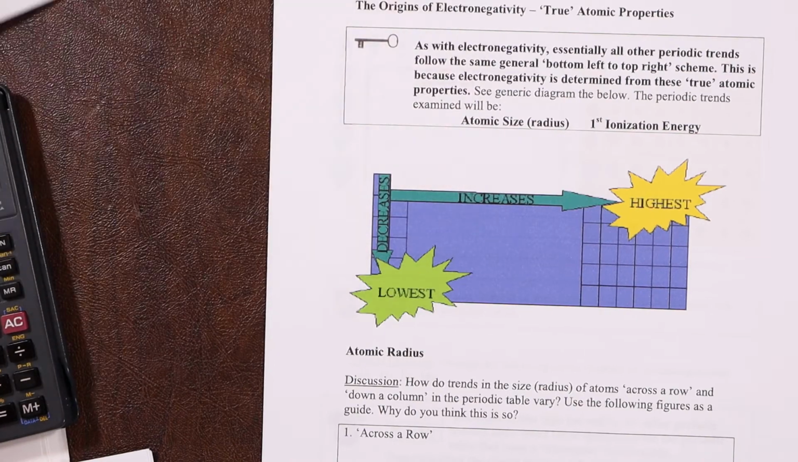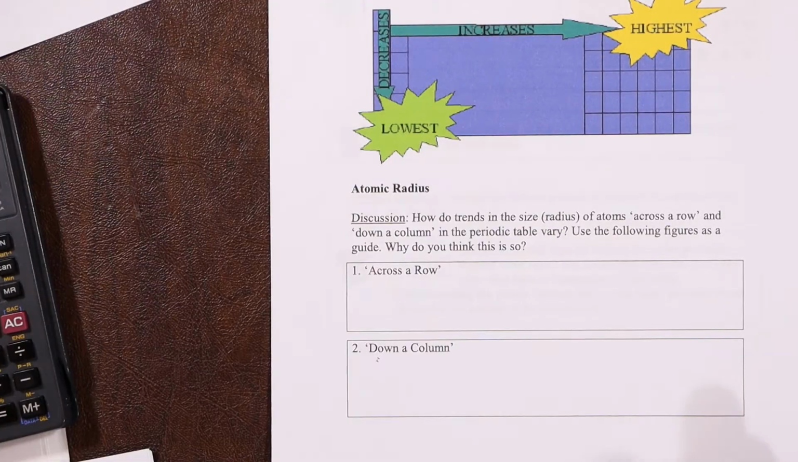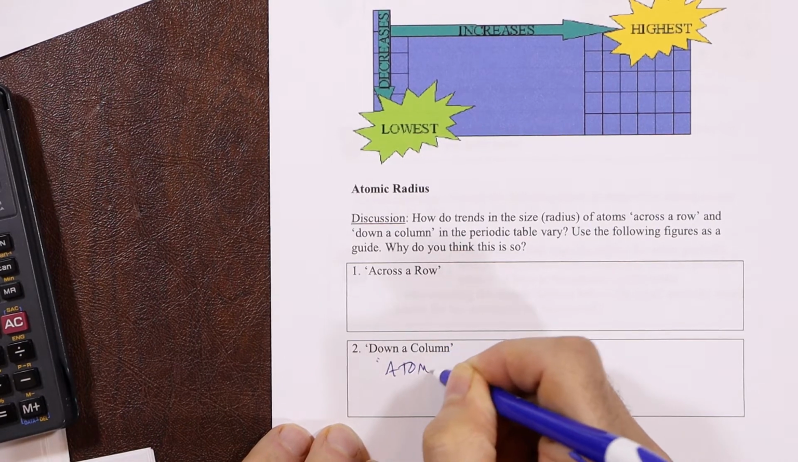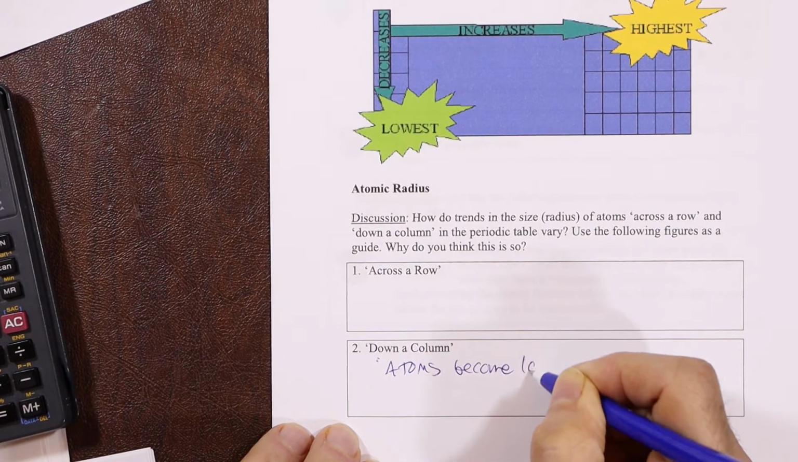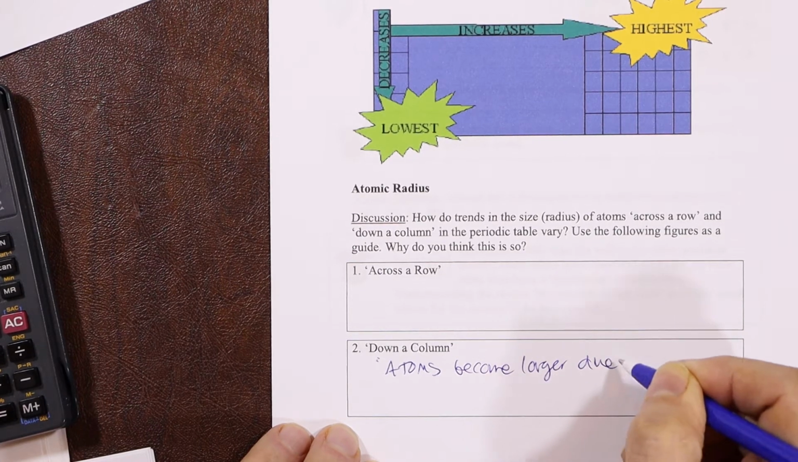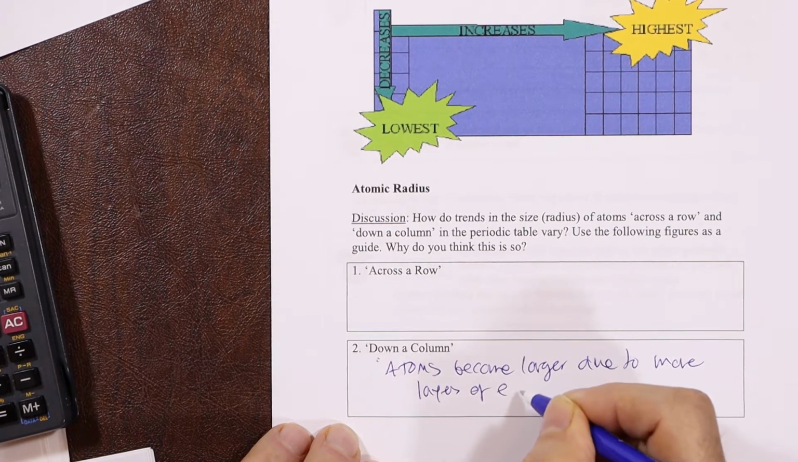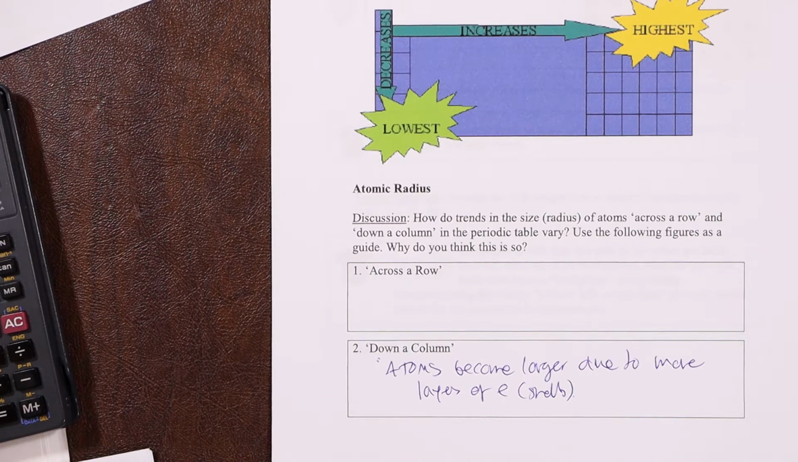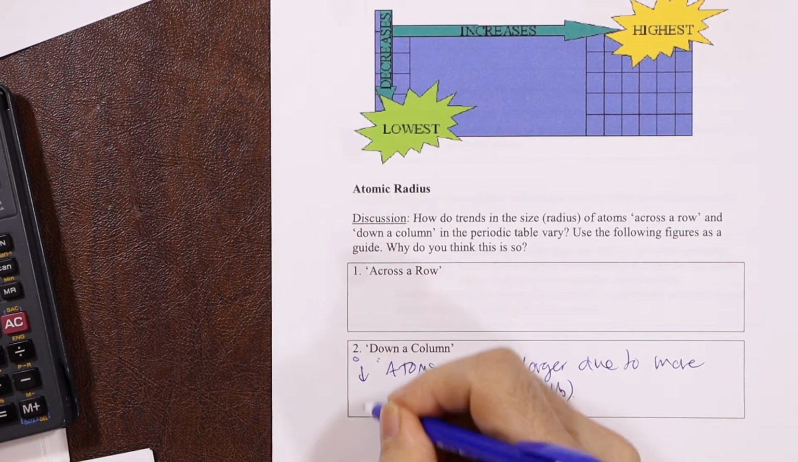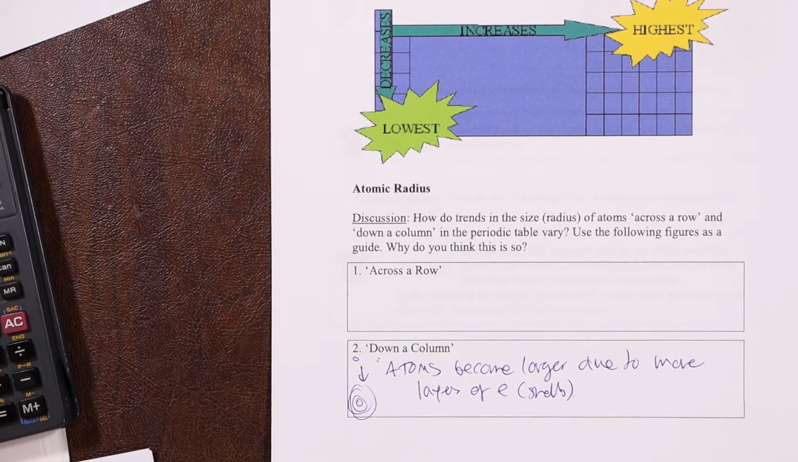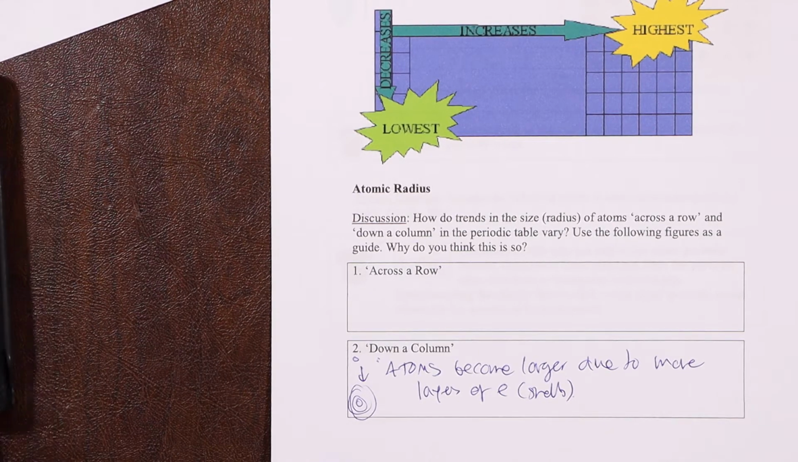So atoms always get larger going down, because every time you add a layer, you're further out. So we'll start with actually the second point here. Down a column, atoms become larger due to more layers of electrons or shells. So that's a nice easy concept. As you go down a column, atoms get bigger because every time you go down one row, if you like, you add one shell of electrons which are further out, makes the atom bigger. Fair enough, right? That's a nice, easy concept.